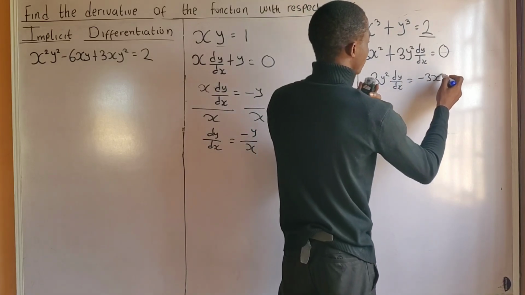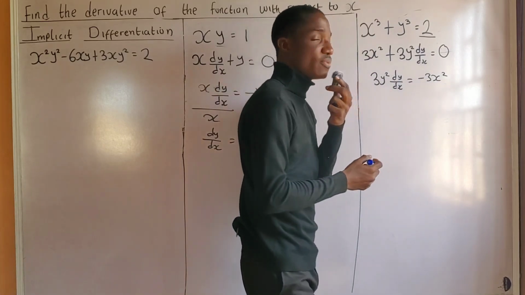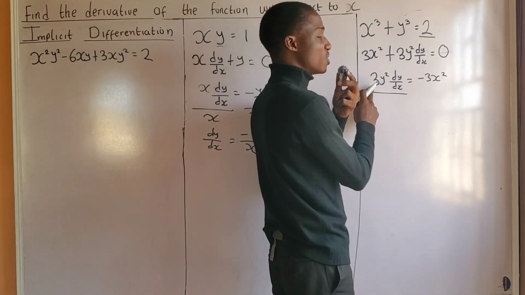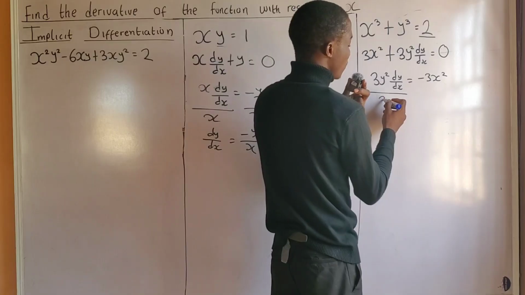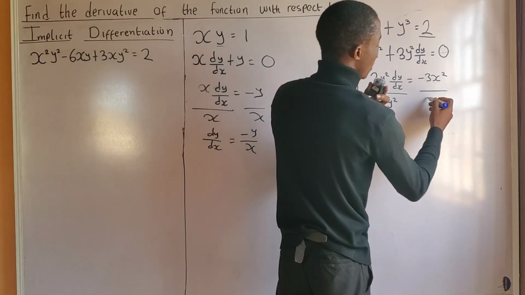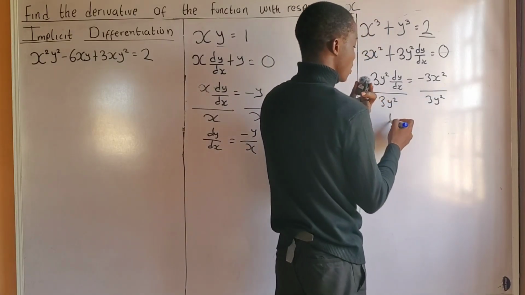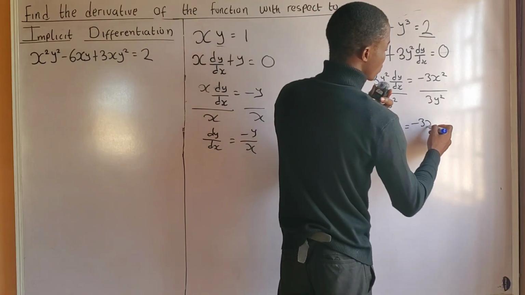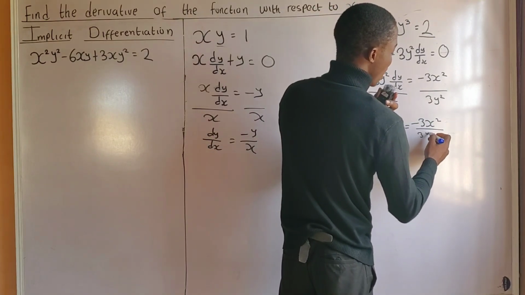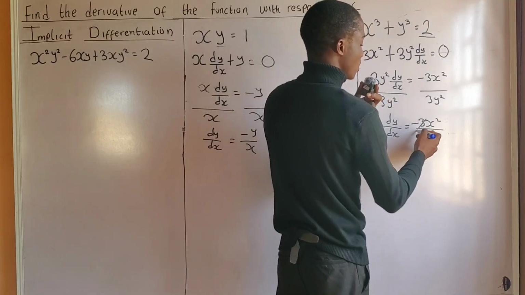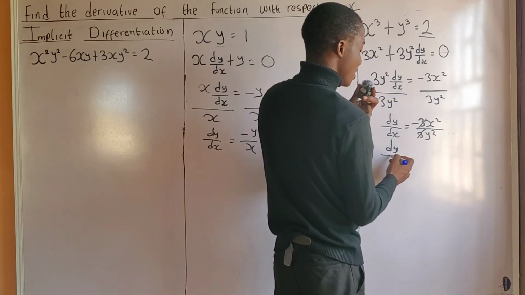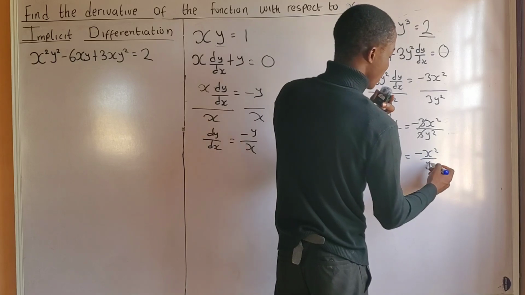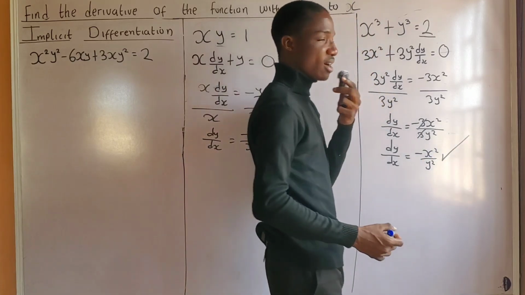So for this, I'm going to have 3y squared dy/dx equals negative 3x squared. To get the value of dy/dx, we divide both sides by the coefficient of dy/dx, which is what? 3y squared. I'm going to have dy/dx equals negative 3x squared over 3y squared. Now the 3 will cancel the 3, so I'm left with dy/dx equals negative x squared over y squared, which is the final answer.